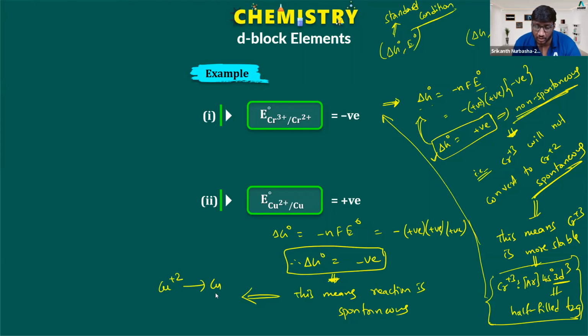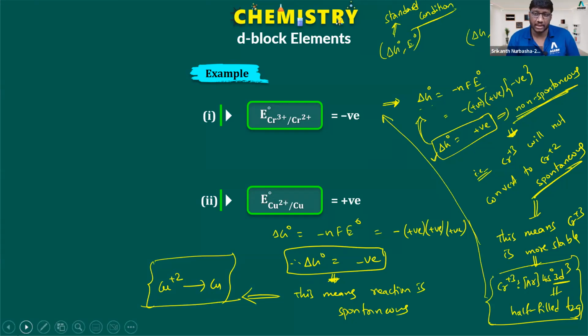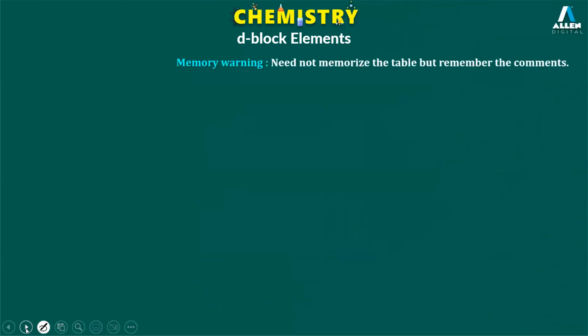The change is spontaneous, which means Cu+2 can convert to Cu. Yes or no? Right? Is that clear, students? Yes, sir. Very good.